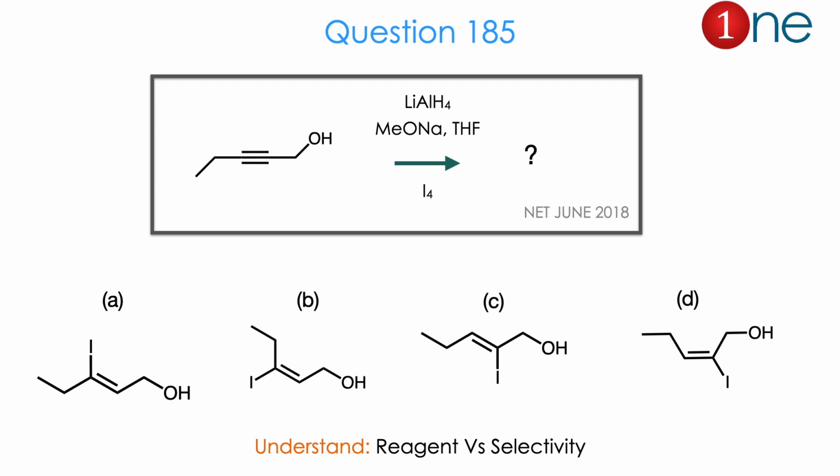So from the reactant alkyne, lithium aluminum hydride, iodine and the possible 4 products, you might realize the question is really about reagent versus its selectivity. How the reagent attacks, and how the product defines its stereochemistry. The answer is A. Let us see how.